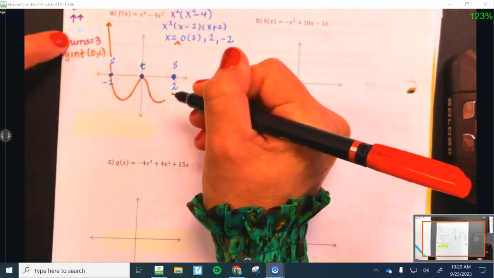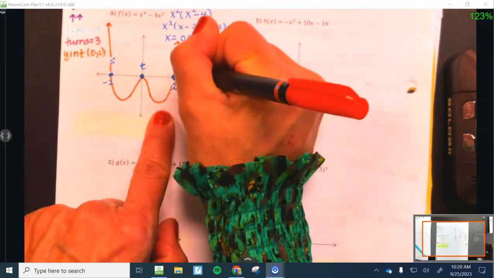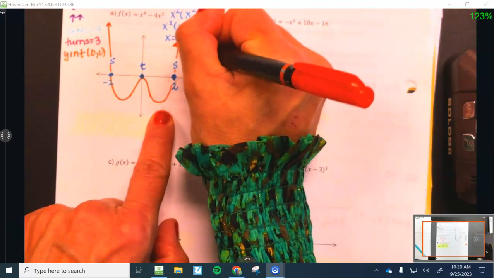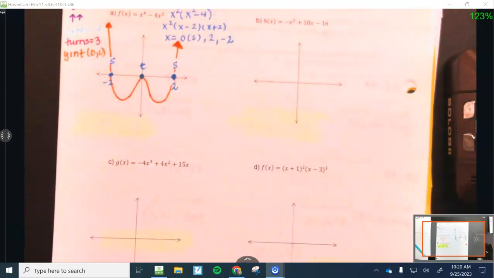Here's my last turn right here. I'm doing it as we speak, turning up and connecting to my other up arrow. That's it. That's how you graph them.